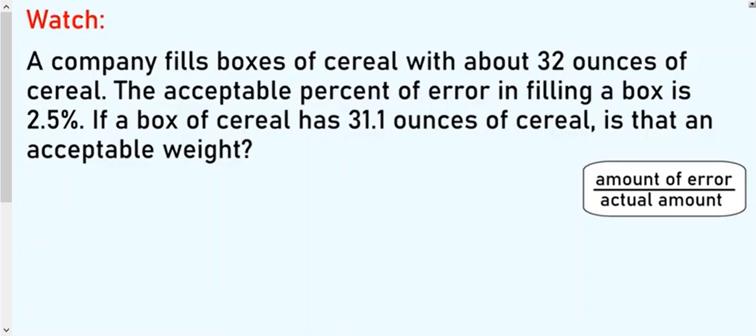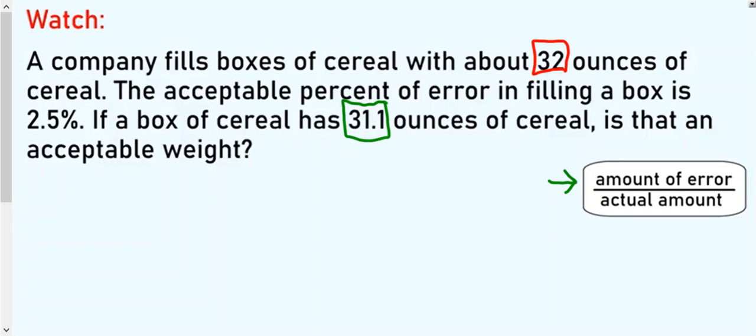Okay, so the box of cereal is supposed to have 32 ounces in it, but in this case, this box has 31.1 ounces in it, and the acceptable percent of error for these boxes is 2.5%. So we're going to try to figure out if this is an acceptable weight, and we're going to do this by using this template here. We're going to figure out the amount of error, and then divide it by the actual amount. We subtract the smaller number from the bigger number, and then divide by the actual amount, so what it's supposed to be.